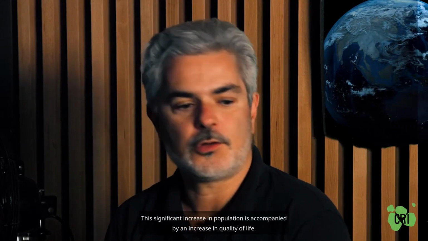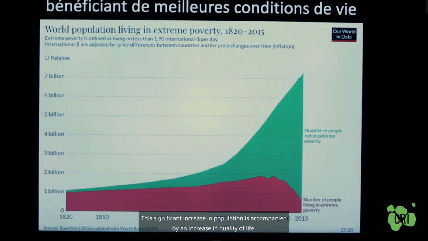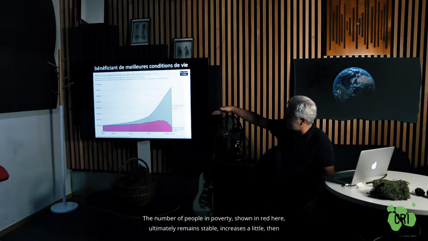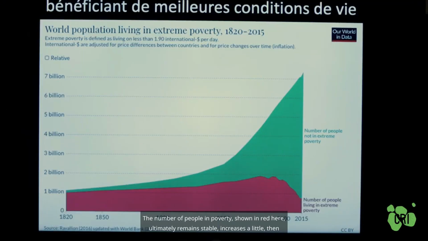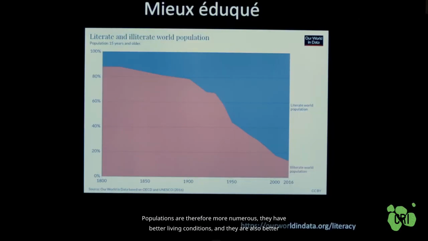This significant increase in population is accompanied by an increase in quality of life. The number of people in poverty, shown in red here, ultimately remains stable, increases a little, then decreases massively, mainly due to the rise of China. And we observe in green the number of people who are no longer in extreme poverty is increasing considerably. Populations are therefore more numerous, they have better living conditions, and they are also better educated.